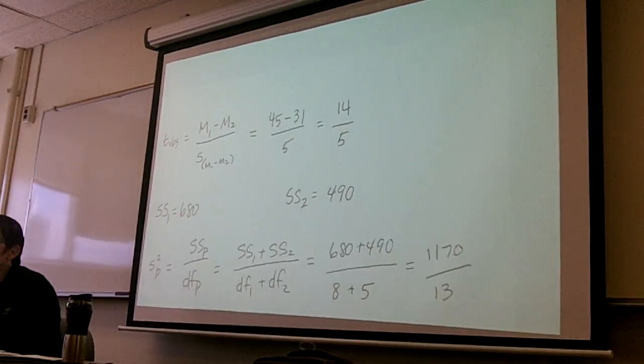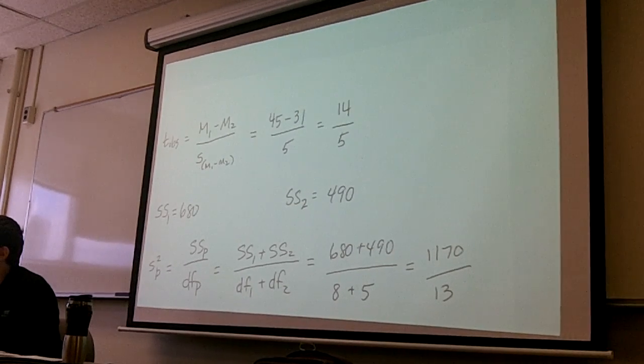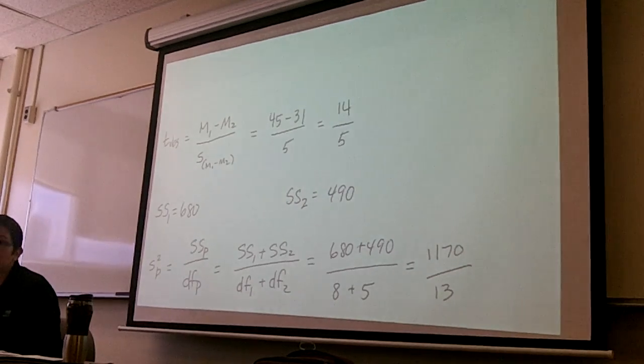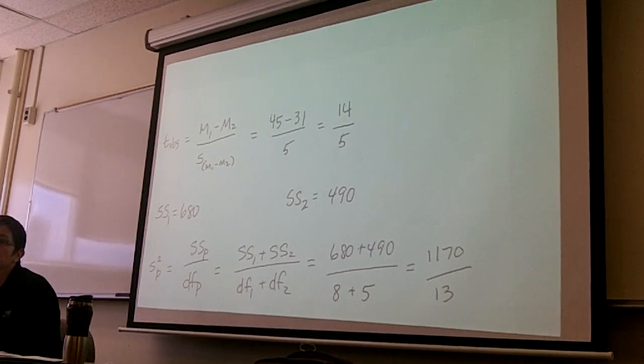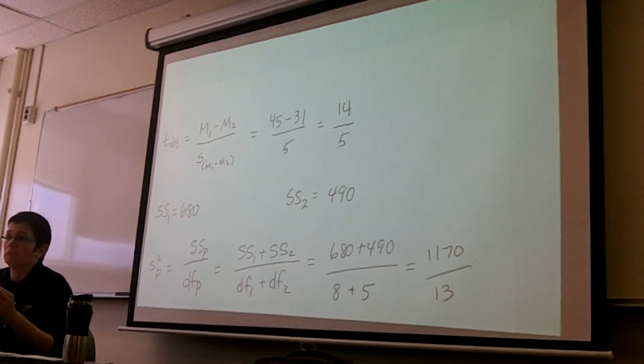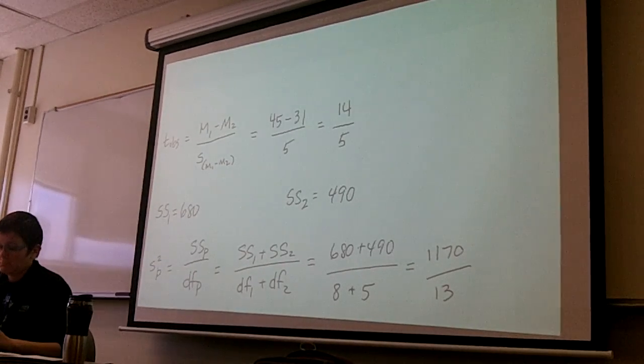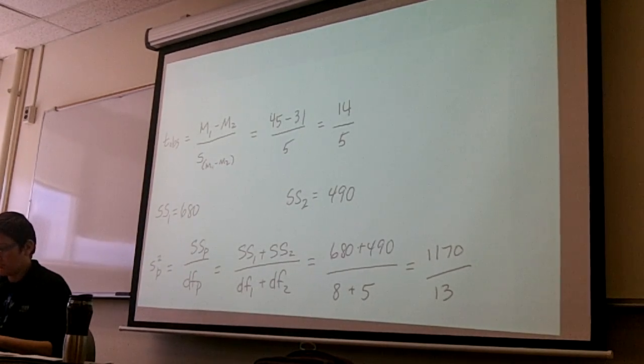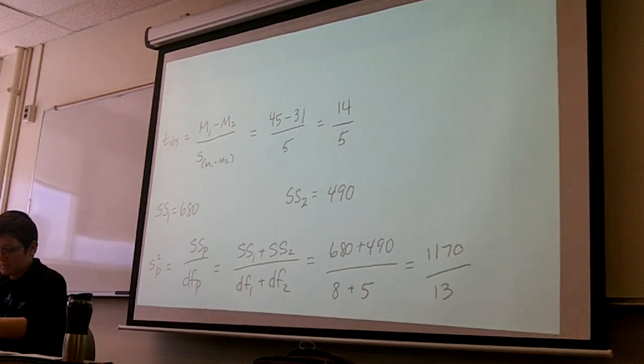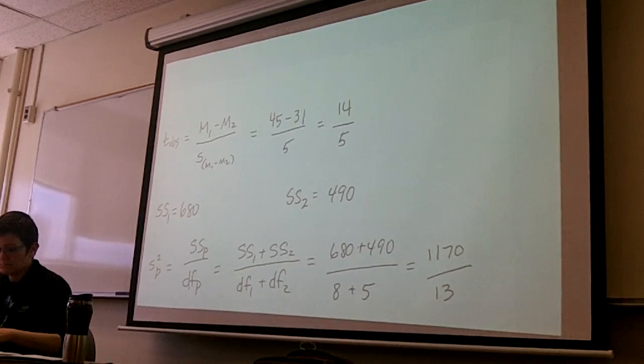14 divided by 5. 2.8. I have a vote for 2.8. Yeah? We're not sure? 2.8. That's right? Yes. Okay.